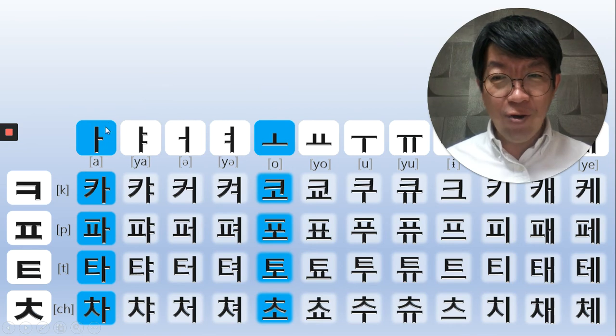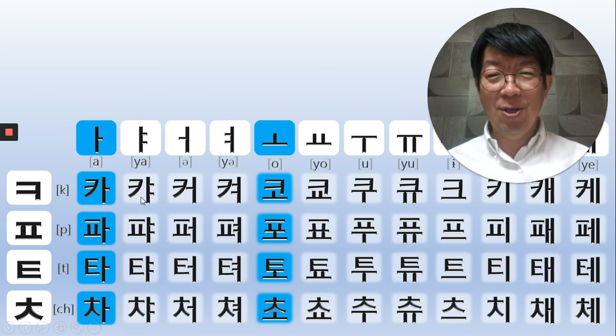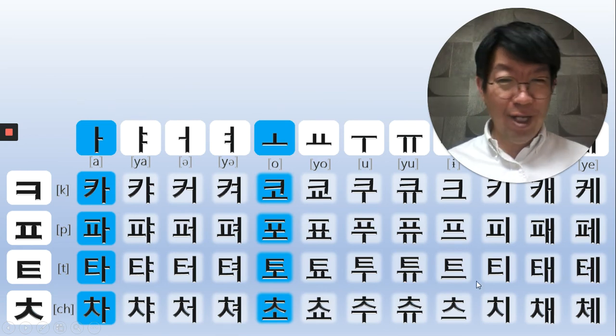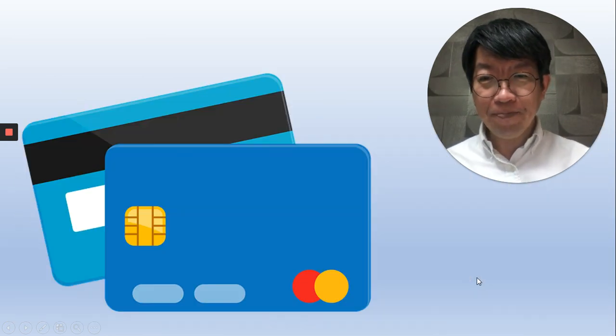How about the vowel? For the vowel, when you put one more stroke, that is y. So this is ya. Ya, kya, pya, tya, cha. Okay, I will not do the rest.